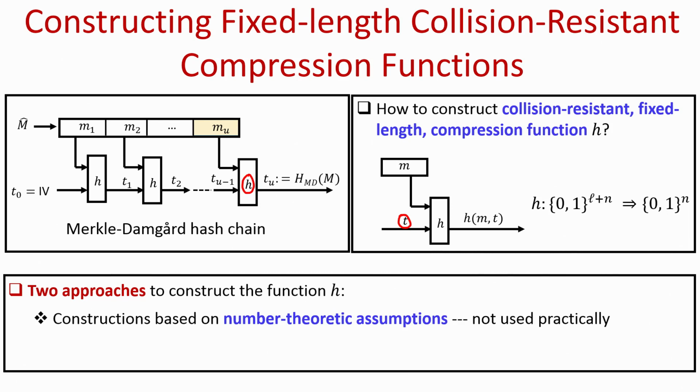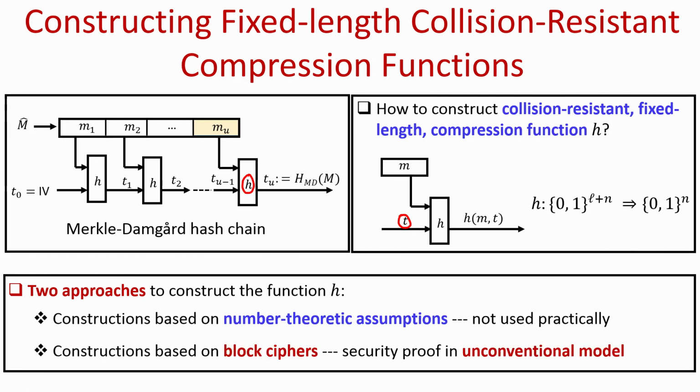The first approach is to design constructions based on number theoretic hard problems or number theoretic assumptions. When we start our discussion on number theory and public key cryptography, we will come back and see how to use some number theoretic hardness assumptions to construct this function little h. This approach is not used practically, because even though the constructions have running time polynomial in the security parameter, the actual running time when deployed in practice is larger by several orders of magnitude, and that is why we do not use instantiations of this function little h based on number theoretic hardness assumptions.